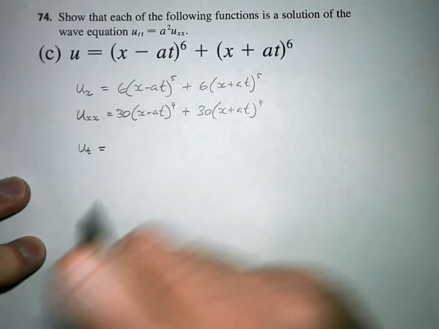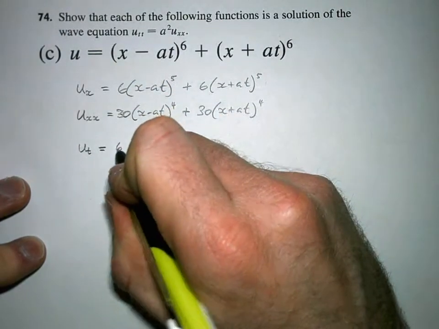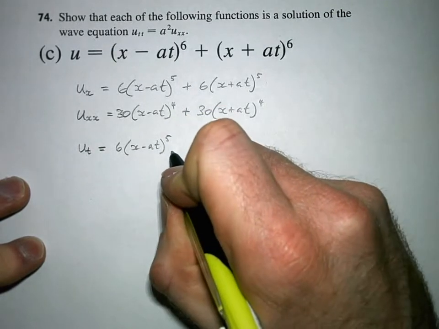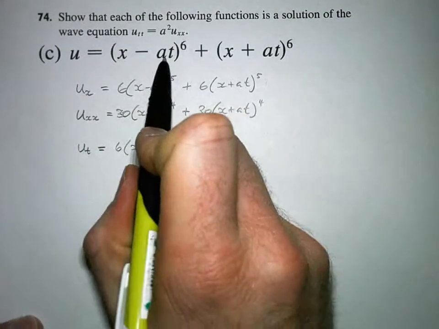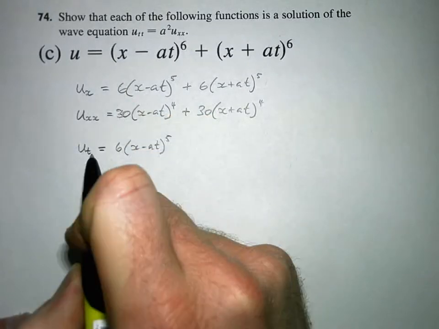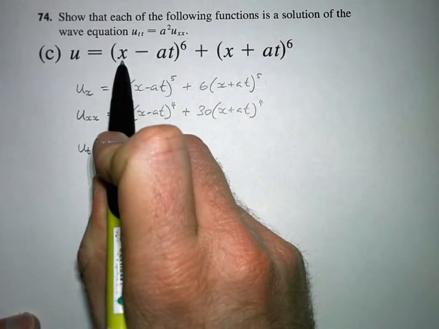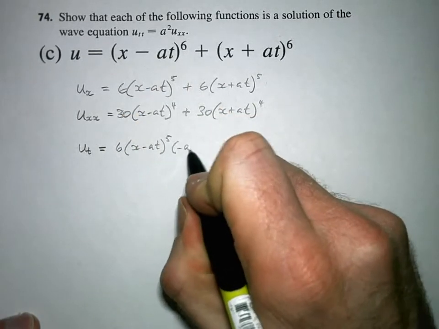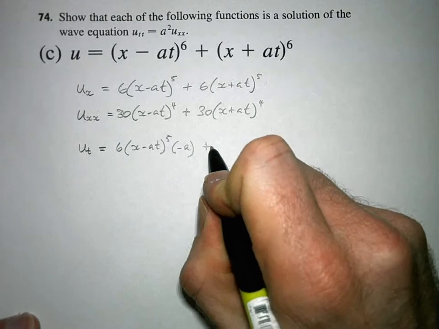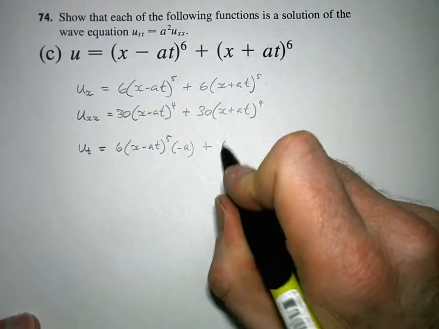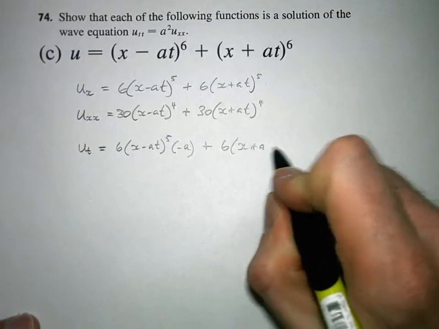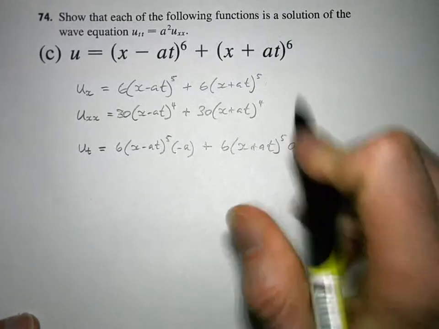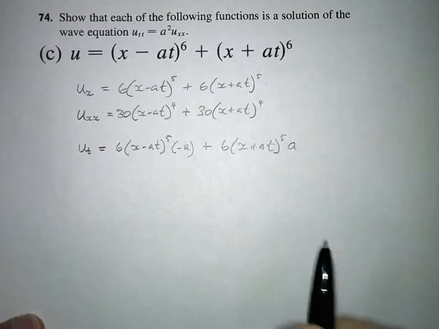u subscript t is now going to be equal to, once again, same thing, 6 (x minus at) to the power of 5, keep the inner function untouched, multiplied by the derivative of the inner function. Here it's not just 1. The derivative of x with respect to t, we treated x as a constant, is 0, but the derivative of minus at with respect to t is, of course, minus a. Then we add the derivative of the second term with respect to t, which is 6 (x plus at) to the power of 5, multiplied by the derivative of the inner function, which in this case is 0 plus a.